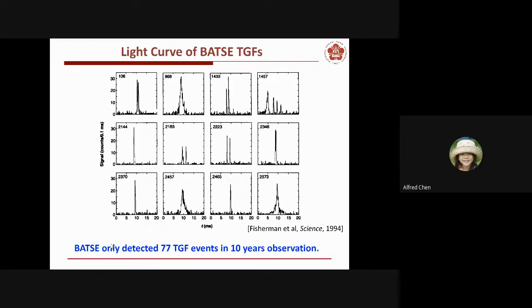But BATSE only detected 77 TGF events in 10 years of observation. So after that, more gamma ray satellites were launched and placed into orbit. These gamma ray satellites not only monitored gamma ray bursts in astrophysics, but they also paid attention to terrestrial gamma ray flashes as one of their scientific tasks.